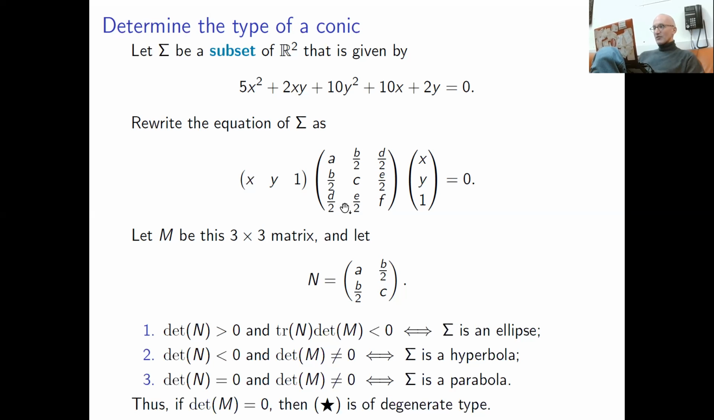So if the determinant of the 3 by 3 matrix is not 0, we know for sure that this is not of the degenerate type.